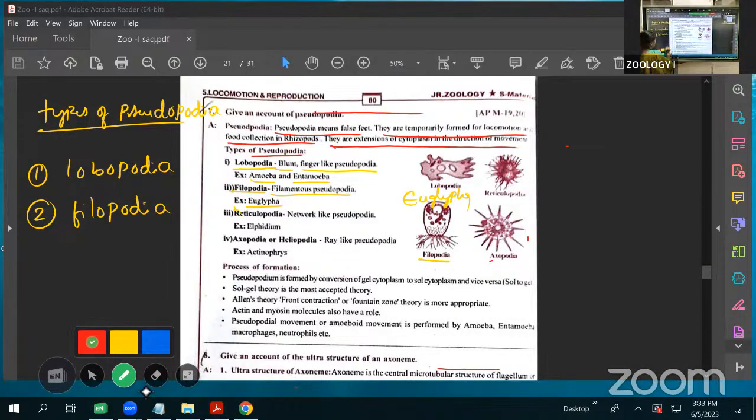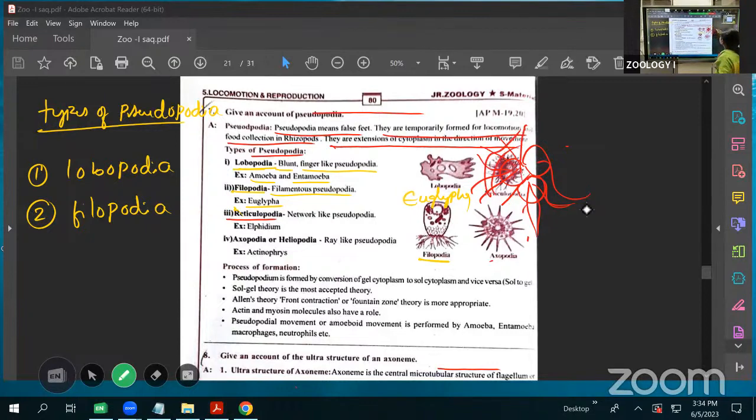Next is the Reticulopodia. Here they are filamentous only, but all the filaments are combined like this. All the filaments are combined and form a net-like structure. Here, net-like pseudopodia is formed. That's why we call it Reticulopodia. This is useful not only for locomotion, but also for food capturing.